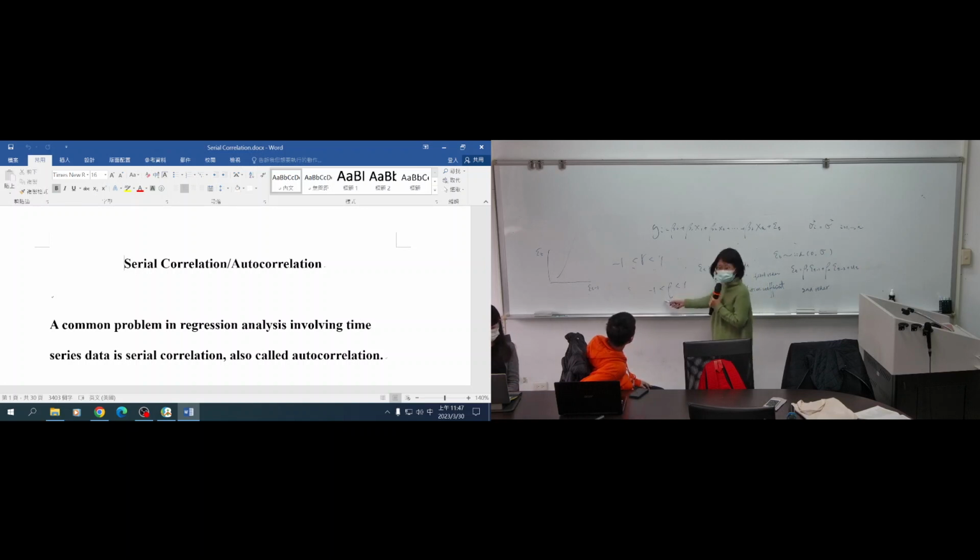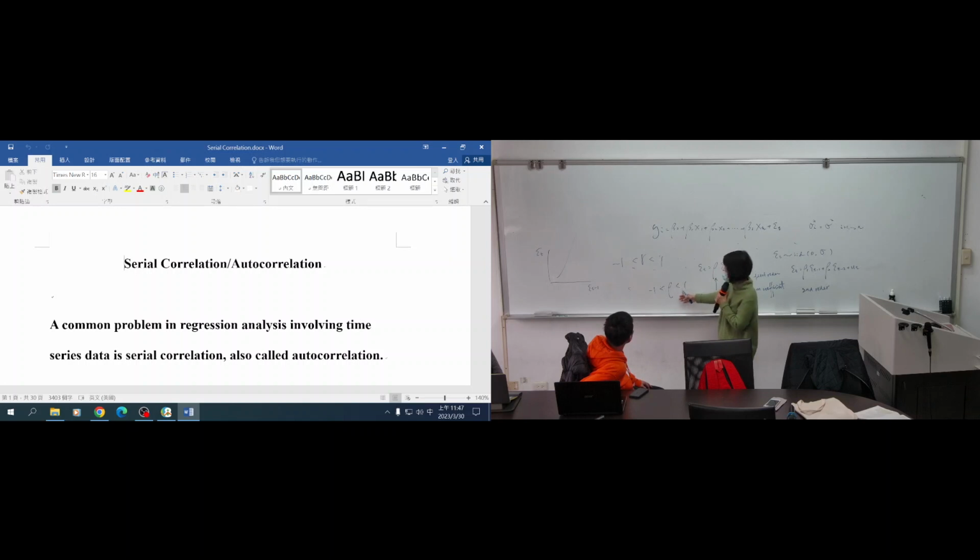Okay? Since we have positive and negative, between them, 0 means there's zero correlation. If this is 0, the present doesn't relate to the previous one. So we can divide it into a positive relationship and a negative relationship.